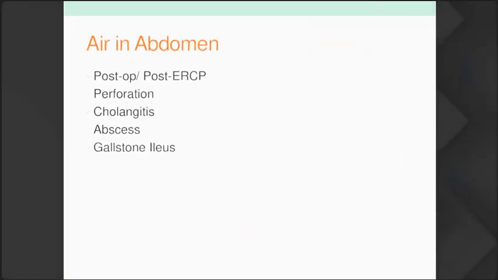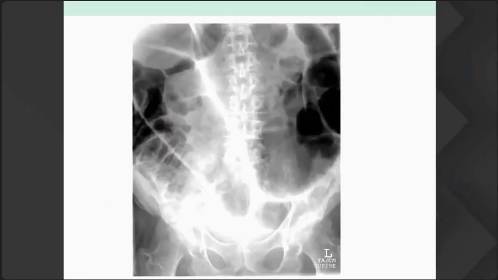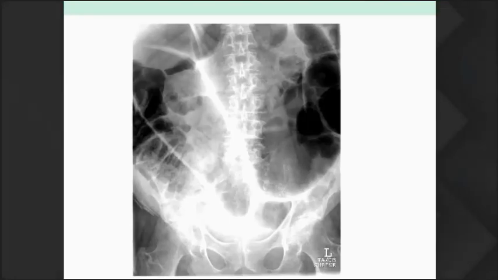Sometimes we see air in the abdomen, maybe due to a post-operative procedure, perforation, cholangitis, abscess, or gallstones. As we see, there is also dilated bowel, and sometimes there is a sign of volvulus and a huge dilated bowel. So an X-ray is important to see if there is a problem in the abdomen, or air under the diaphragm, or multiple air-fluid levels, and maybe dilatation or volvulus.